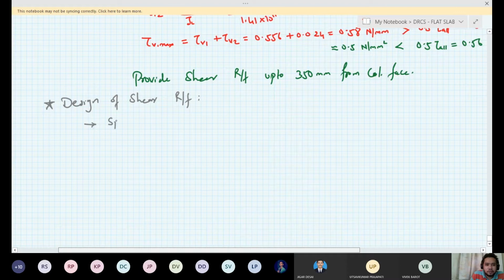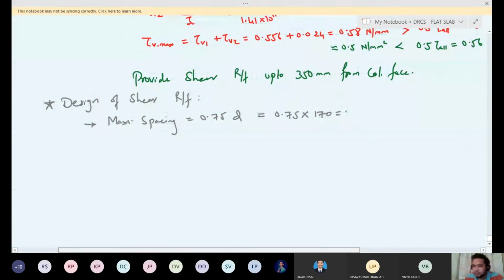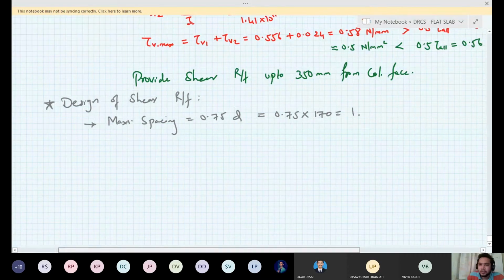As per the code, the spacing should not exceed the maximum spacing, which is equal to 0.75 times d, that is given in the code. You might have studied in the design of shear in elementary structural design. So it will be 0.75 into d, that is 170. So 0.75 into 170, that is 127.5 mm. So this is the maximum spacing.